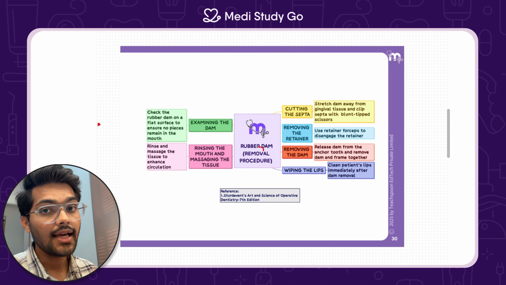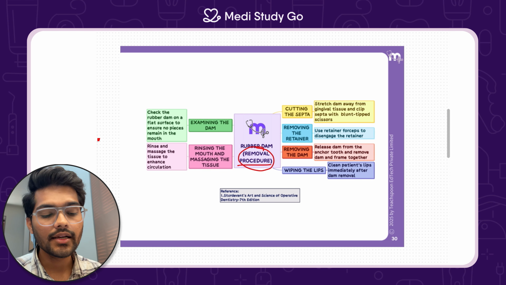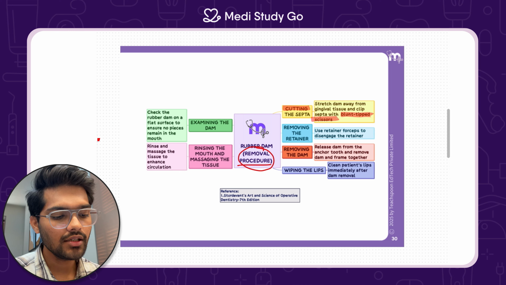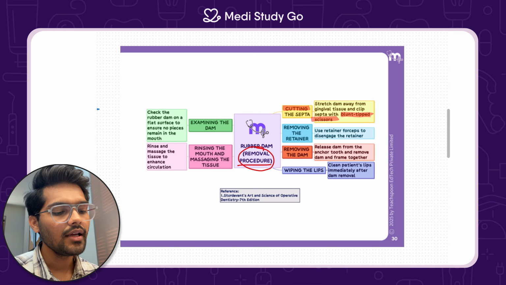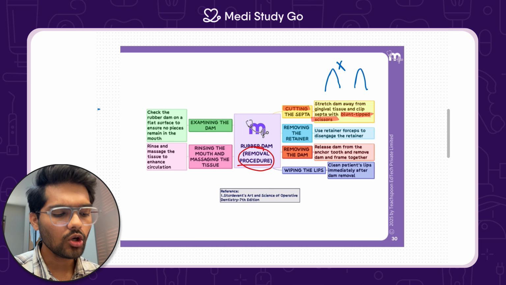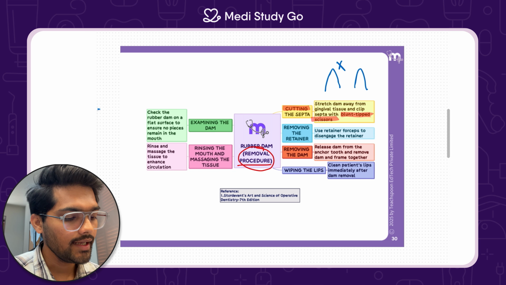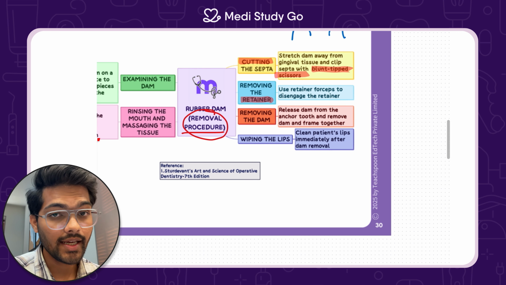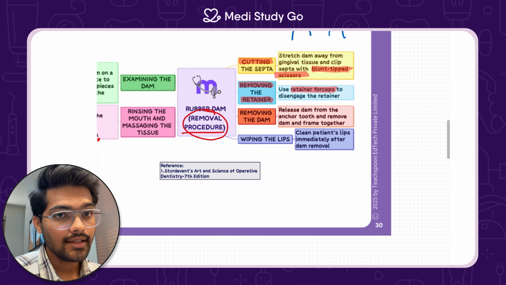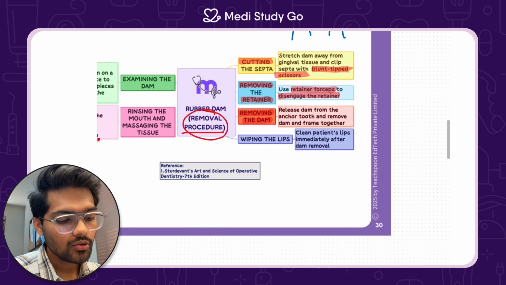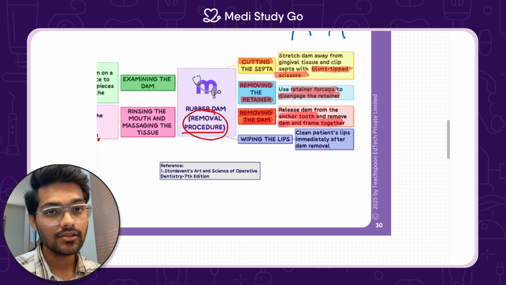So let us move on to the last point of this topic, which is removal of rubber dam. Again, going clockwise, the first thing you need to do is cut the septa of the rubber dam, and this is supposed to be done with the help of blunt tipped scissors, not a pointed one, obviously to avoid any injury to the gingiva. Next, you need to remove the retainer from the anchor tooth. Again, this is supposed to be done with the help of forceps. After that, you're going to remove the dam. Release the dam from the anchor tooth and remove the dam as well as the frame altogether.